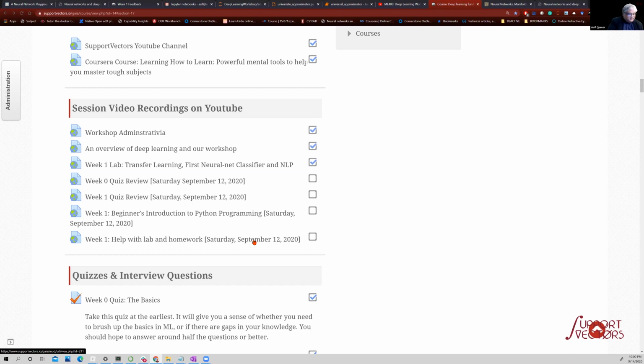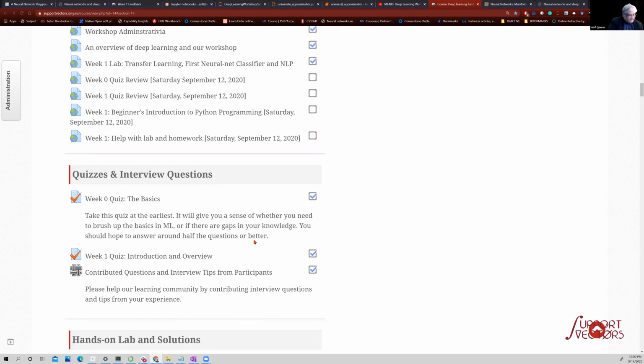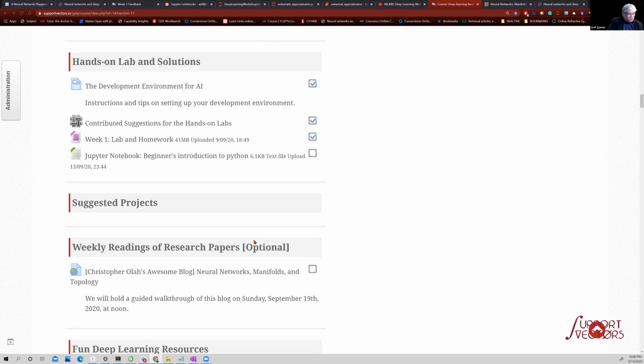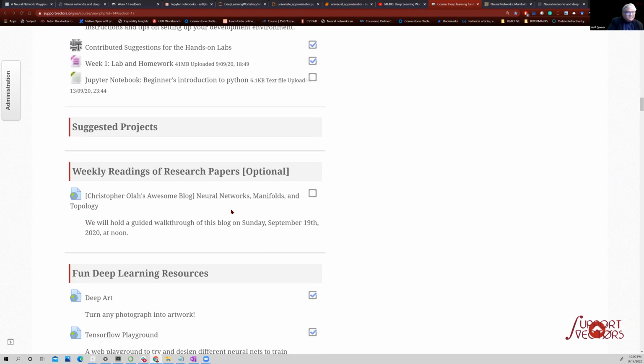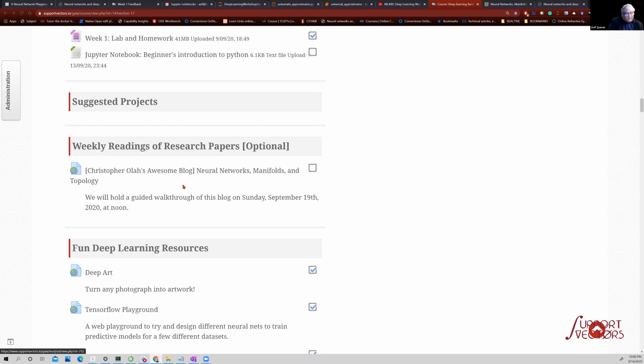We will repeat this pattern as we go along, but there is one thing, guys. This week, I have added an extra thing. We are going to read papers, but because we are still starting, I have not talked about Christopher Ola's blog, this manifolds and topology blog. Please read it. This is a stretch goal. It's optional. If you're just entering machine learning, don't. It might be too much for you. If you want to read it and discuss it, then do read it, and we'll discuss it on Sunday at noon. So it's totally up to you if you want to go that far. But if you do, we'll have a guided walkthrough of the whole blog, and I'll explain things.